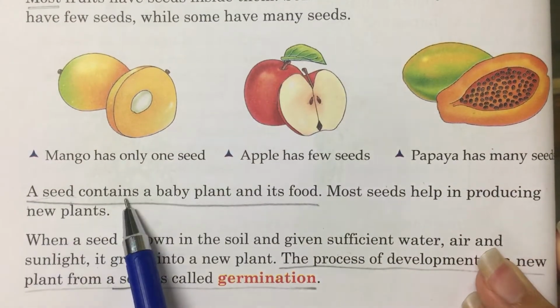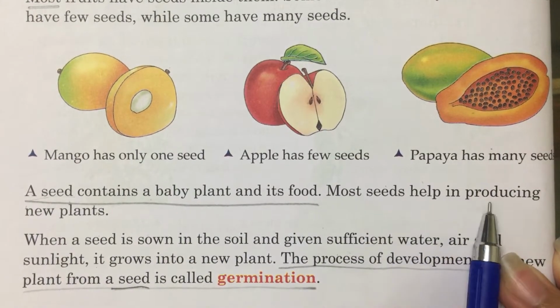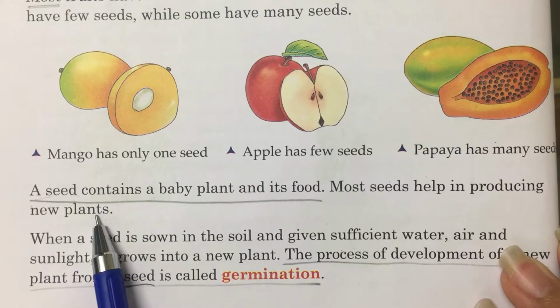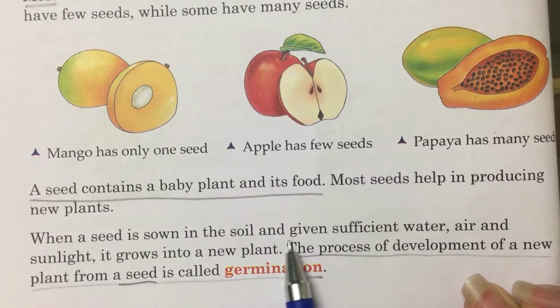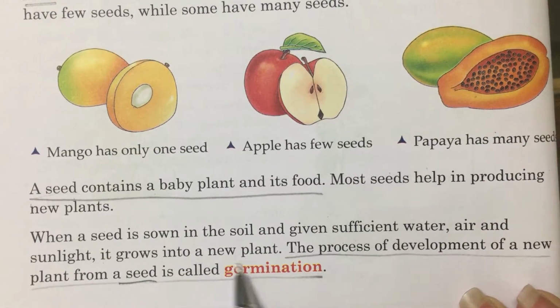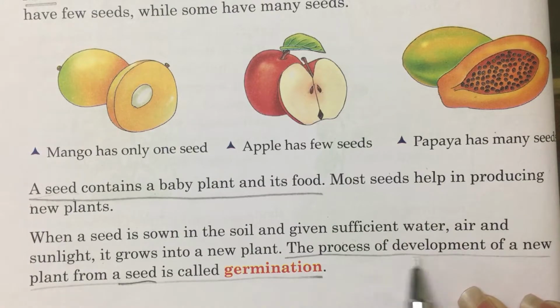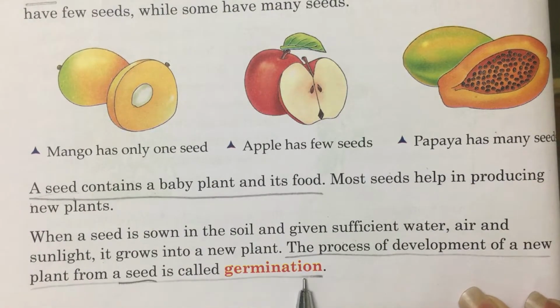A seed contains a baby plant and its food. Most seeds help in producing new plants. When a seed is sown in the soil and given sufficient water, air, and sunlight, it grows into a new plant. The process of development of a new plant from a seed is called germination.